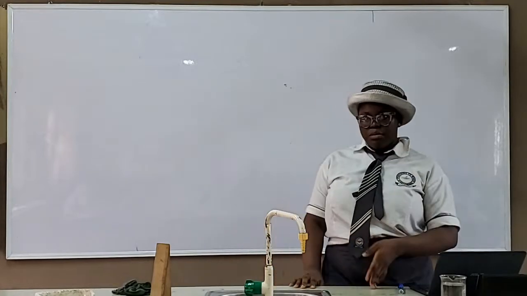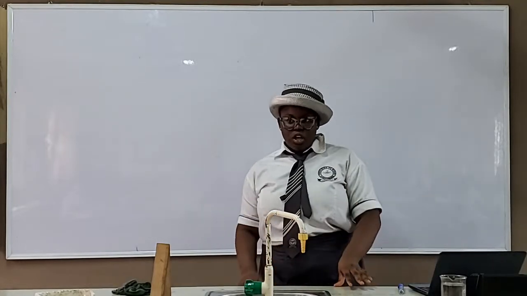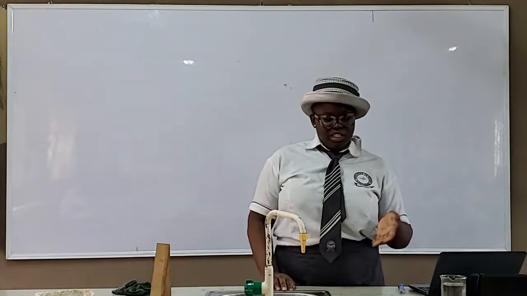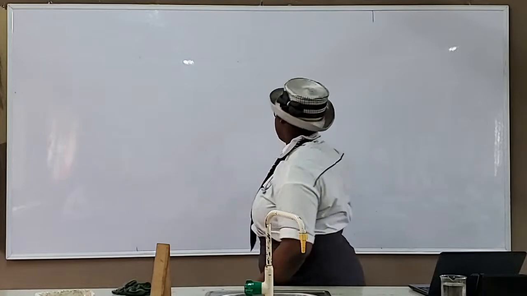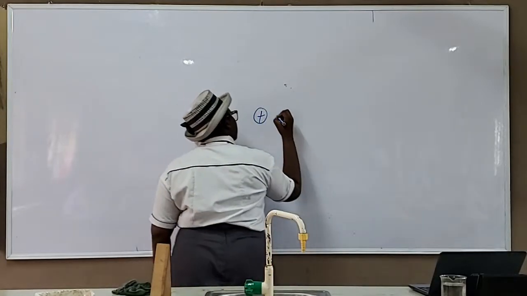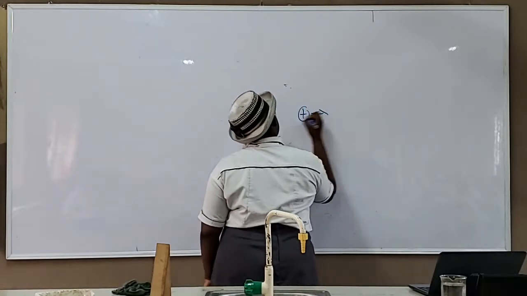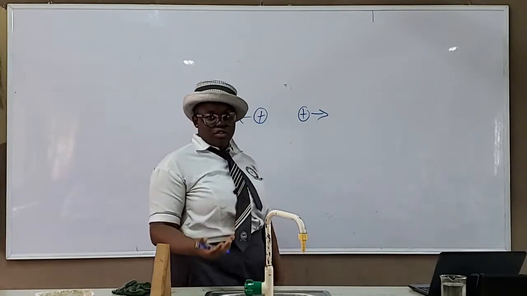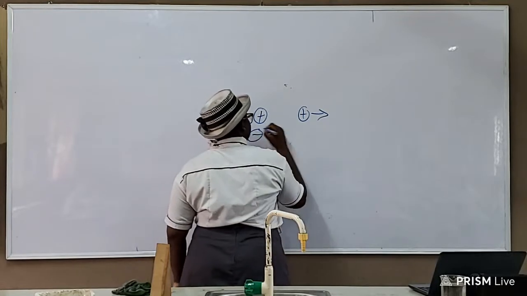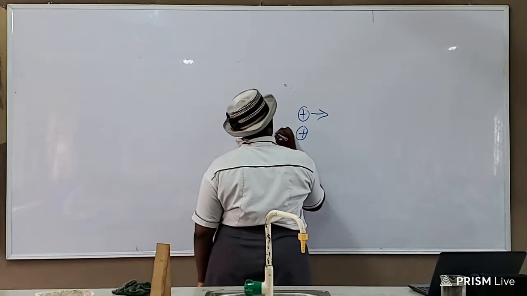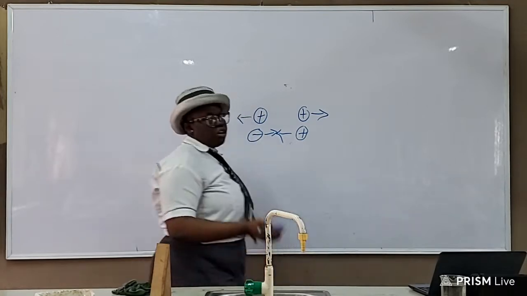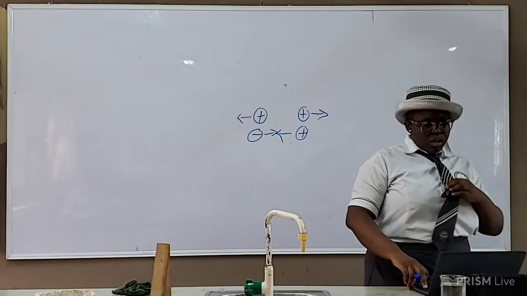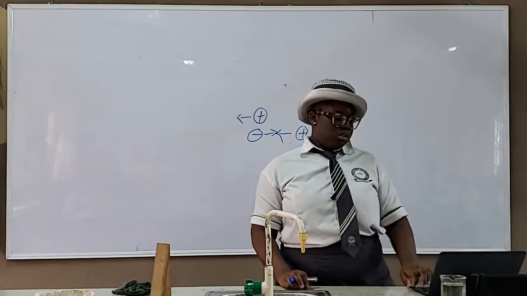Then we have types of charges: positive and negative charge. So basically, if it is both positive and positive, it will repel. And also, if it's negative and negative, it will repel. But if it is positive and negative, it will attract. That is the law used in the interaction of charges. Then we go to production of charges.